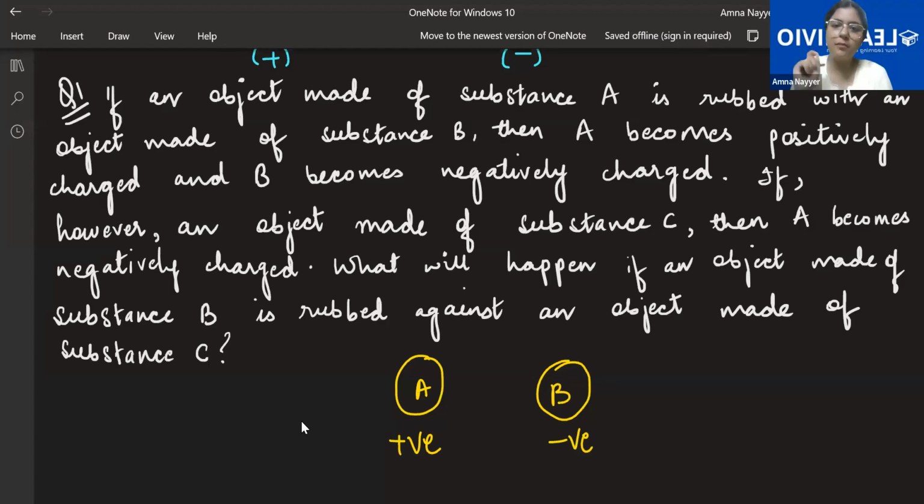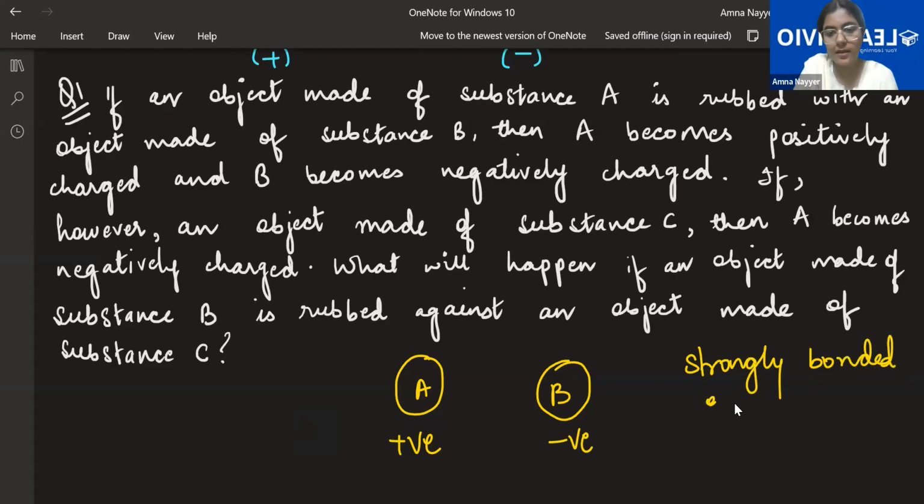It says that an object made of substance A is rubbed with an object made of substance B. This is A, this is B. It says A becomes positively charged and B becomes negatively charged. Till this situation, can any one of you tell me which has strongly bonded electrons, A or B, according to the concept that we studied?